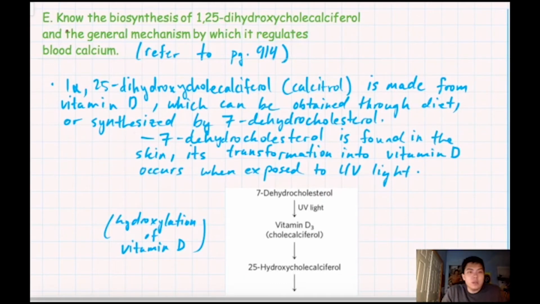Okay, objective E. Know the biosynthesis of 1,25 dihydroxycholecalciferol and the general mechanism by which it regulates blood calcium. This wasn't in our reading. I had to actually find it in the index, and we're going to refer to page 914 for this. So this 1,25 dihydroxycholecalciferol is a fancy name for calcitriol, so we will call it calcitriol from now on.